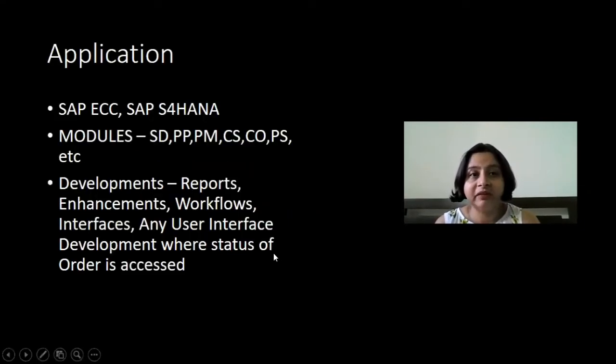Now, before we delve into it, we will look into which areas this status management is applicable. It was existing in SAP ECC and it is also existing in SAP S4 HANA. And as far as modules are concerned, it is applicable in all modules where the order status is managed. So in this case, we can have SD, PP, MM, CS, CO, PS, all these modules wherever status management is applicable, this will come into picture.